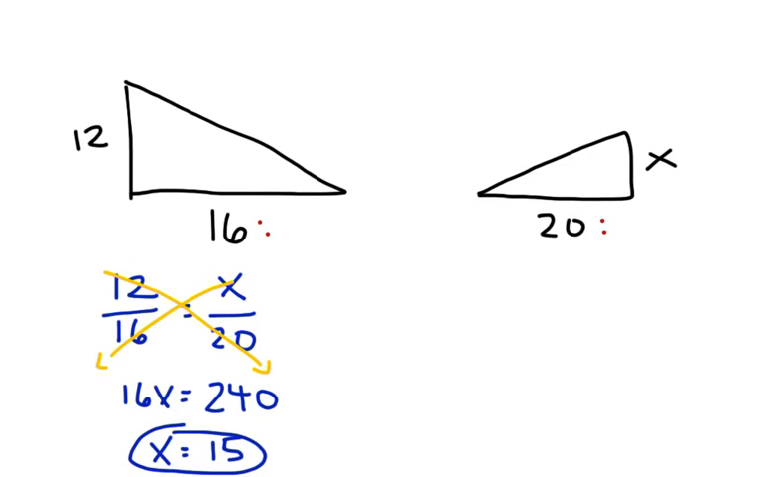Now you might be thinking, well, yeah, you did the 12 and the 16 in the same triangle and the x and the 20 that were in the same triangle. What if I want to set up corresponding parts that aren't in the same triangle? Well, let's take a look.